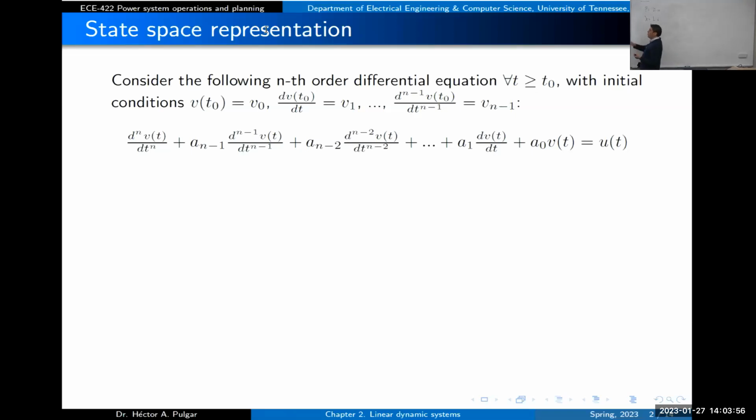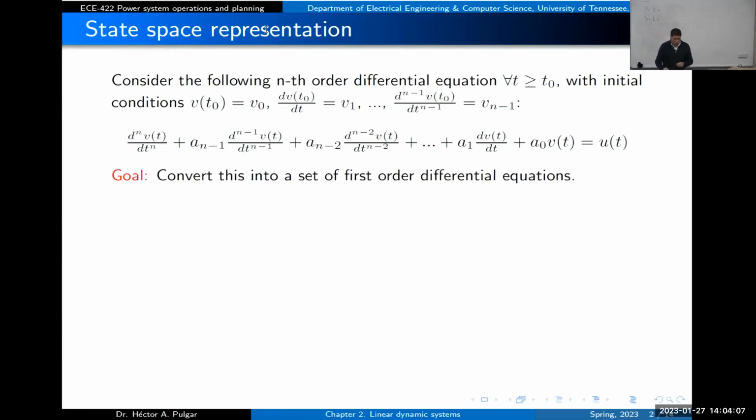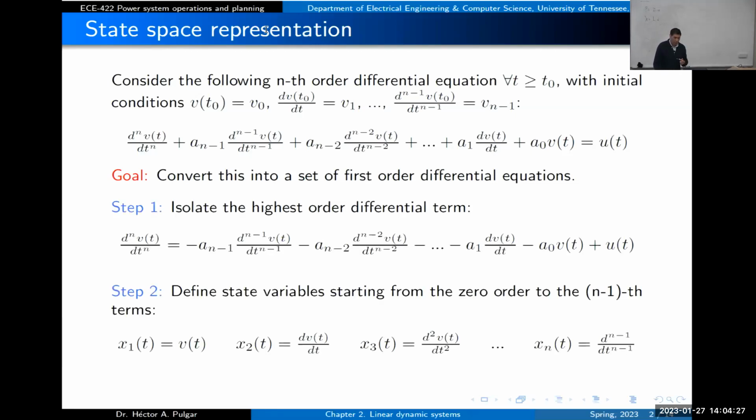So how can we come up with a linear representation of this? This is what we're going to do here. We will start with this equation, high order, whatever order you have there, and that's the goal. We want to convert this into a set. How many equations do we need? Well, it depends on the order. If you have an n order differential equation, you will need n equations, and each one of these equations is going to be of first order.